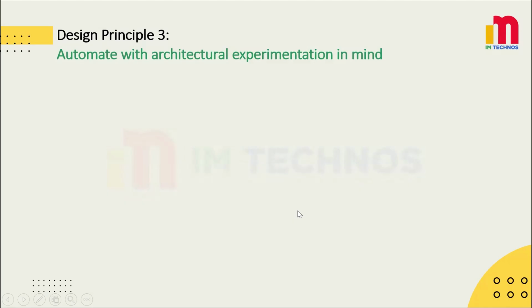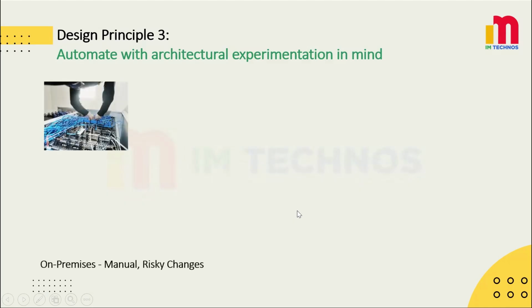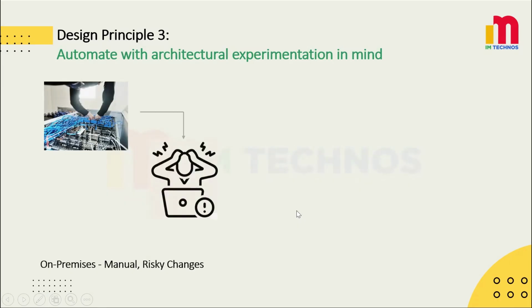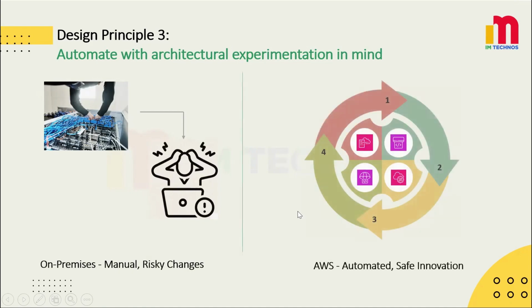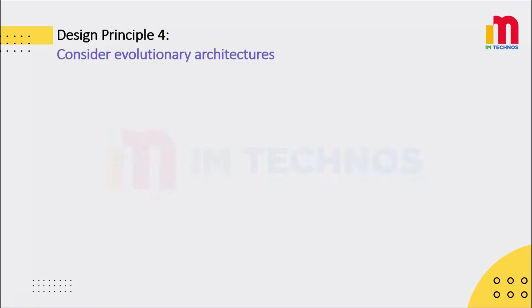And then we have automate with architectural experimentation in mind. In the traditional IT world, making changes to a system was slow and risky. Businesses hesitated to experiment because failures could be costly and difficult to fix. But with AWS, automation and experimentation go hand in hand. AWS provides tools that allow businesses to automate deployments, test different architectures, and experiment with new features, all without disrupting existing systems.